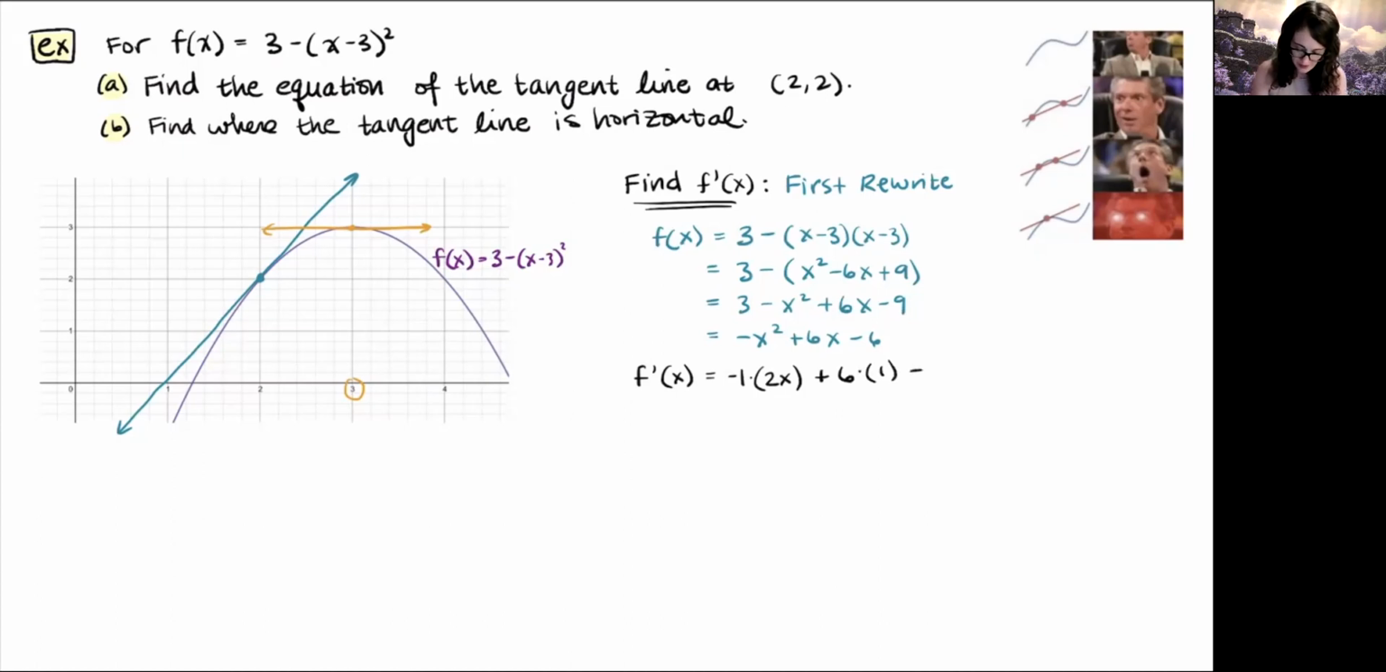Then we have minus the derivative of 6. 6 is a constant all by itself, and so its derivative is just equal to 0. Now simplifying this, we have negative 1 times 2x, so that's negative 2x, plus 6 times 1, which is 6. Now remember that what we have here is a formula for the slope of the tangent line.